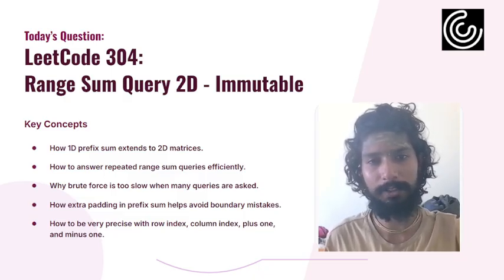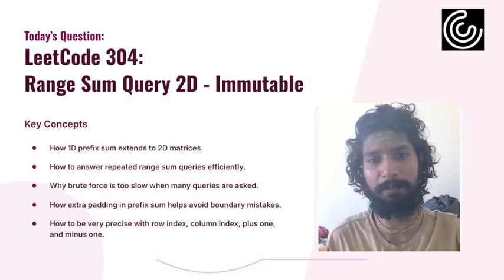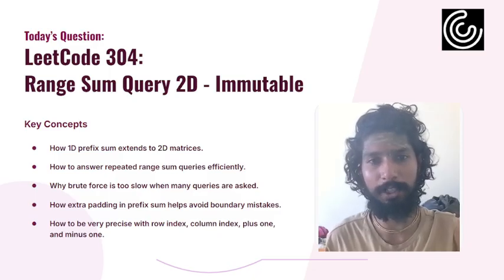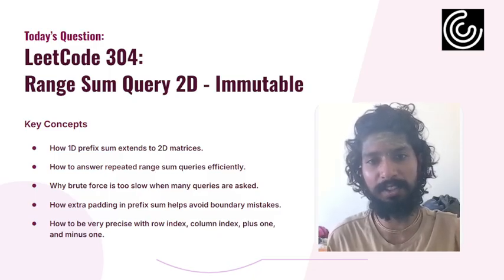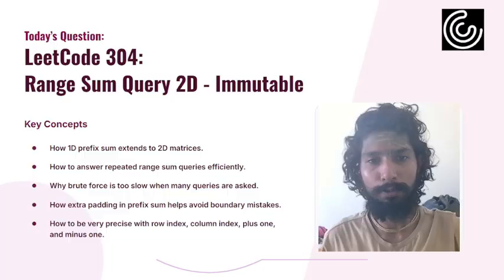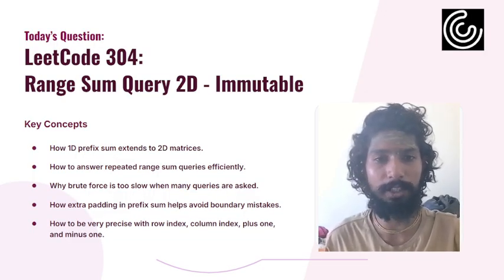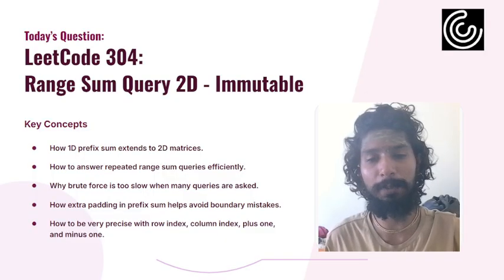First, how 1D prefix sum extends to 2D matrices. Second, how to answer repeated range sum queries efficiently. Third, why brute force is too slow when many queries are asked. Fourth, how extra padding in a prefix sum helps avoid boundary mistakes. And fifth, how to be very precise with row index, column index, +1 and -1.